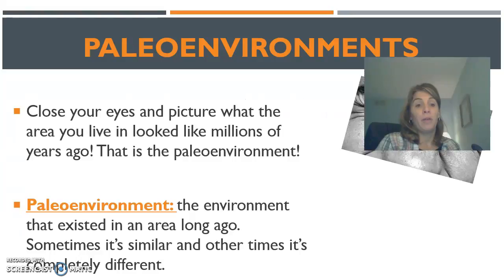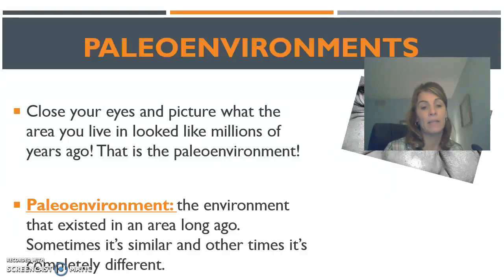All right, so paleo environment. I want you to close your eyes, and I want you to picture what the area you live in looked like millions of years ago. You can really quite literally picture just about anything. You can try and picture it covered in water. You can picture it as a desert, and chances are you might be right at some point or another because changes happen over and over again as time goes by. So that is what we call the paleo environment.